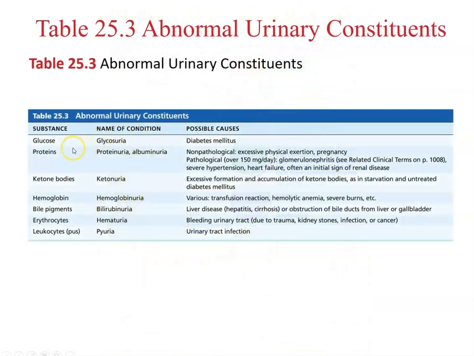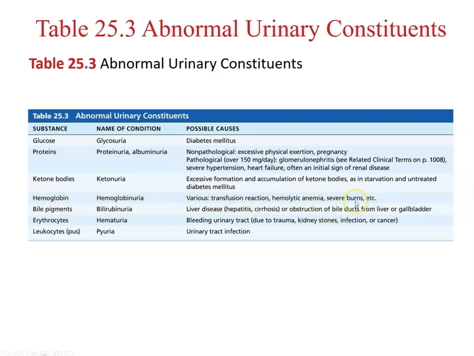Once they do a urinary analysis, if they find glucose, you might be diabetic. If you have proteins, sometimes non-pathological, well, you might have worked out really hard, or you're pregnant, you might have some protein in your urine. But pathological, if you get over 150 milligrams per day, you might have glomerulonephritis, you might have high blood pressure, you might have heart failure, or it might be the first stages of renal disease, so you're going to get that checked out.